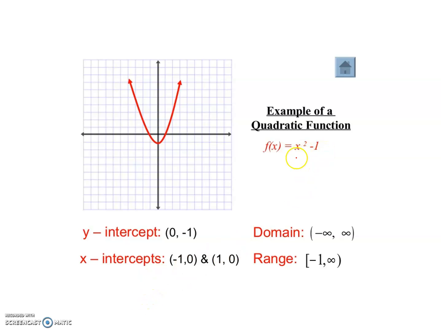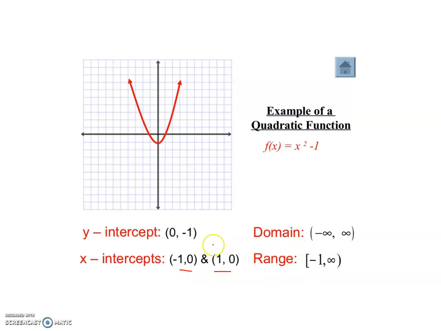For the x-intercept, we have to put x equal to 0? No. We have to put y equal to 0. To find the x-intercept, we put y equal to 0. So 0 is equal to x square minus 1. X square is equal to 1. That means x is equal to plus or minus 1. That's why minus 1 and 1 are the x-intercepts.